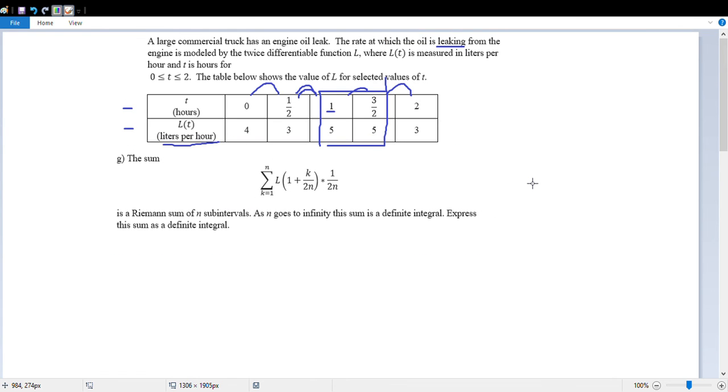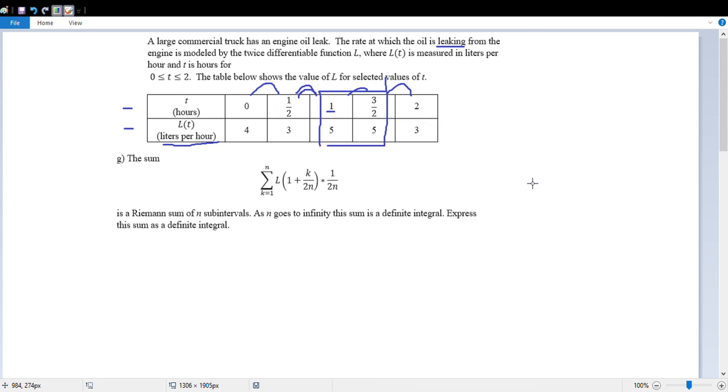All right, the sum, sigma from k equals 1 to n of L of 1 plus k over 2n times 1 over 2n, is a Riemann sum of n subintervals. As n goes to infinity, this sum is a definite integral. Express this sum as a definite integral.